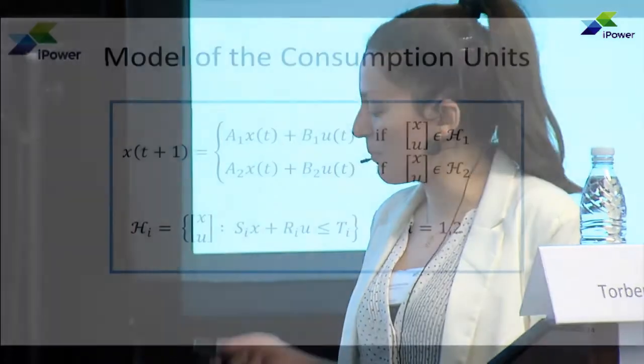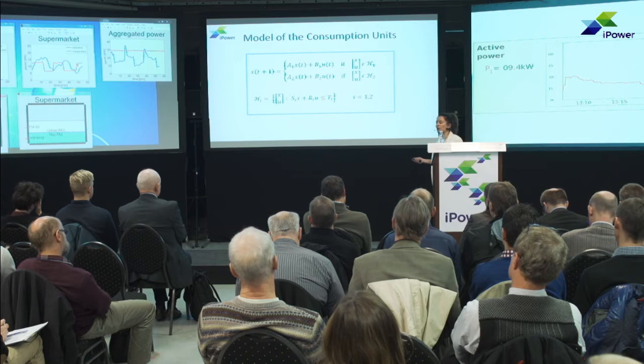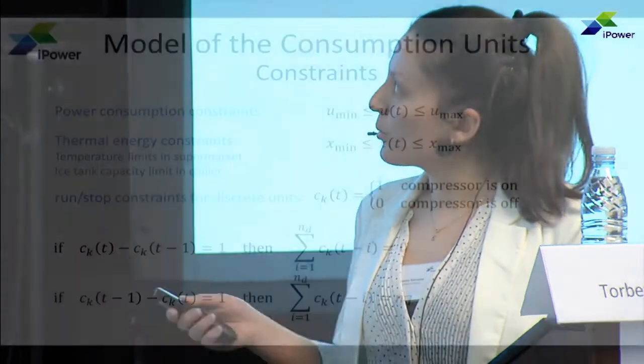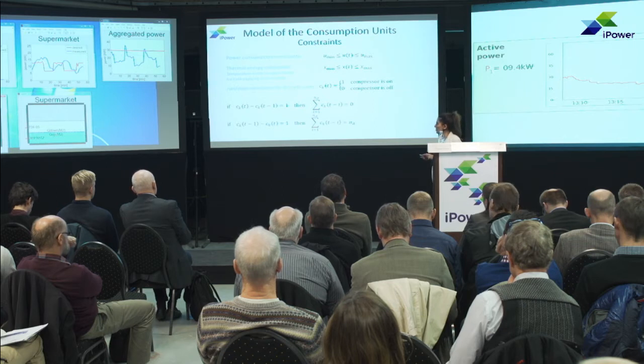So basically, the highest level of complexity we can assume to model the thermal storage is a piecewise linear system, and we assume two linear systems. In order to model the behavior, for example, of a chiller system, we have two different modes, which matches reality very well. For a supermarket system, the COP during the daytime and the nighttime will be much different. So in this way, we can model these dynamics too. The model is subject to input constraints, which means constraints on the power, and state constraints, which means, for example, the temperature limits in a supermarket and the ice tank capacity in the chiller system. We also include run-stop constraints, so we never ask the chiller to be switched on and off very often.